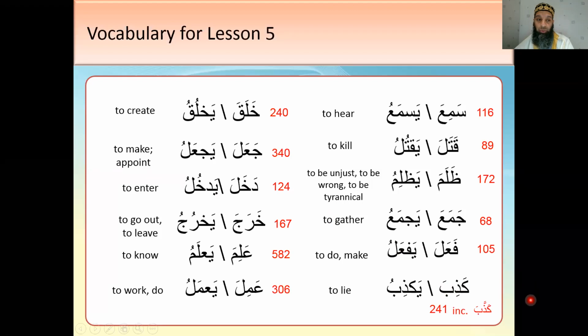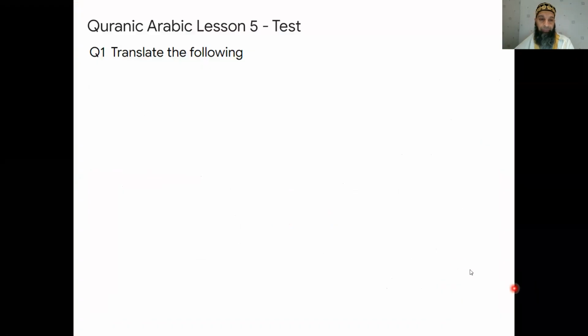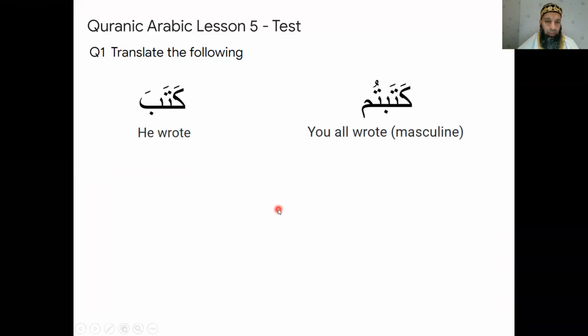Done. If you don't know these words, learn. Yeah? Right. Next one. So this was the test. I looked at the test maybe yesterday, and alhamdulillah, a lot of people got good marks, so I'm happy about that. Alhamdulillah. Right. So kataba is the root word. It means he wrote.